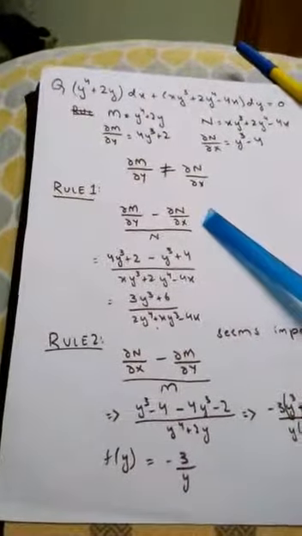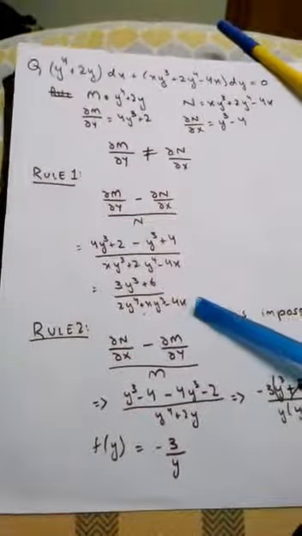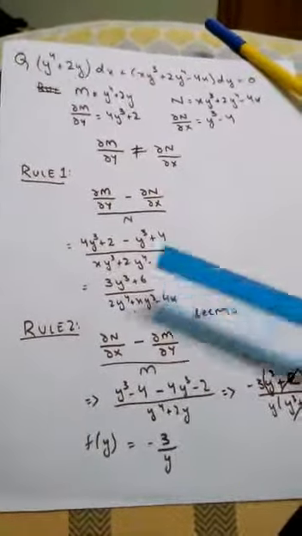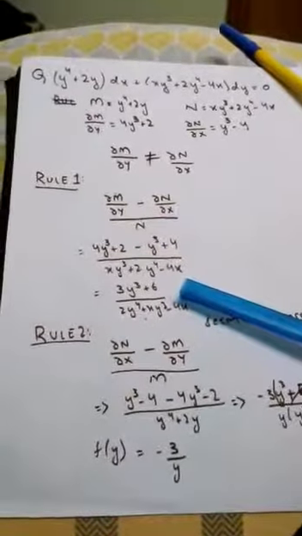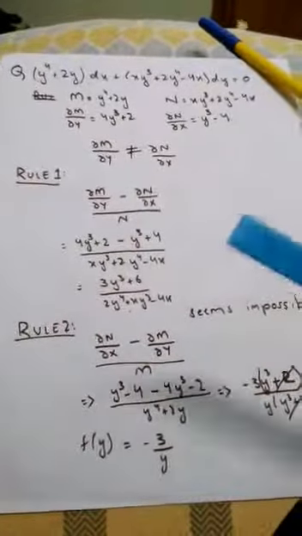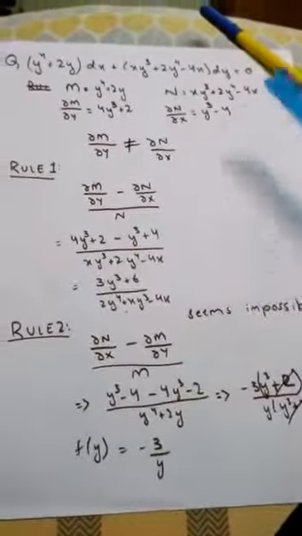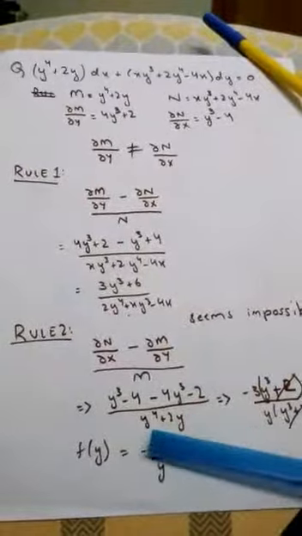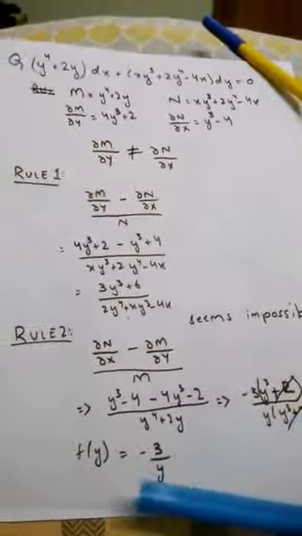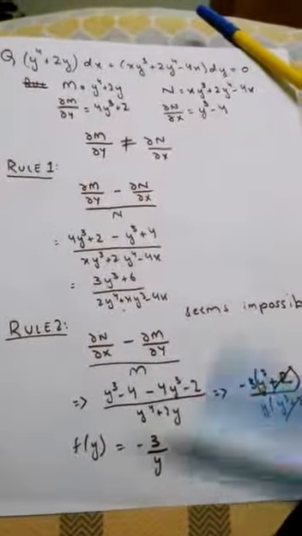Simple, we all know the formula for rule 1, and after applying rule 1 we will find out that it seems to be difficult for us to find the integration of such big numbers. So let's stop it for a while over here and we will jump up to rule 2. In rule 2 we have (∂N/∂x − ∂M/∂y) upon M. We will simply put down the values and do simple maths calculation, and we will get function of y is equal to minus 3 upon y. Now turn down the page.